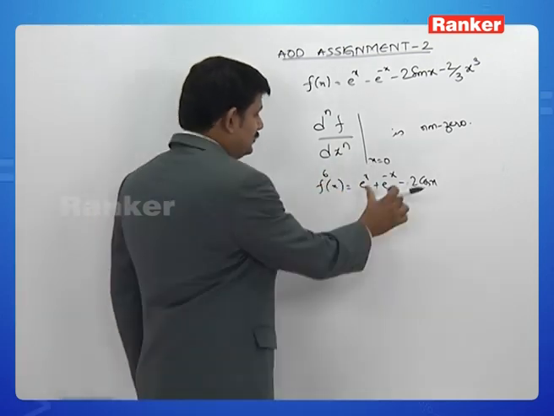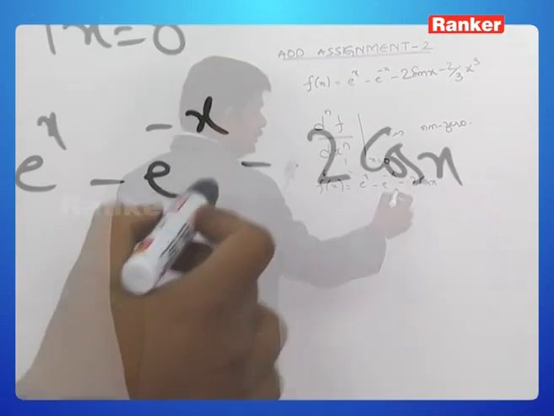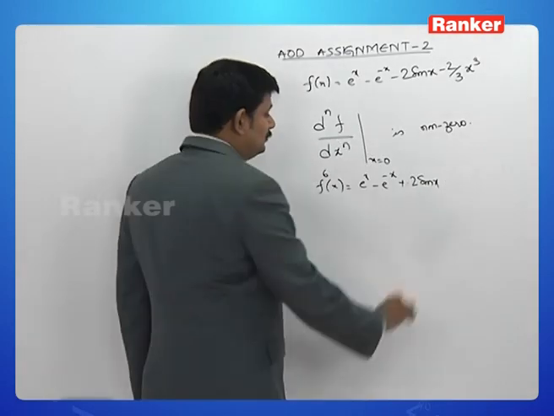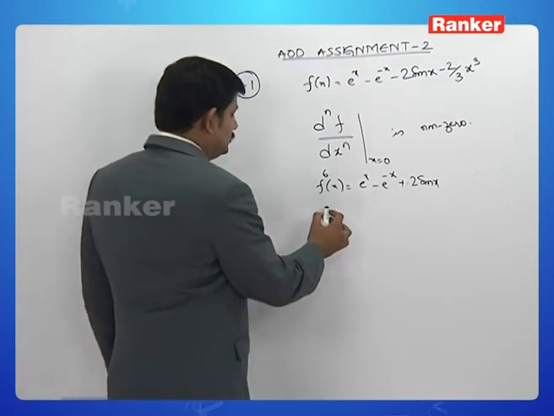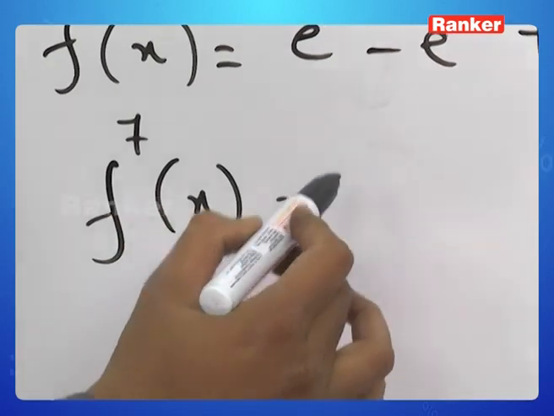e power x minus e power minus x plus 2 sin x at x equal to 0. This is again 0. So, let us look at the seventh derivative of f of x.